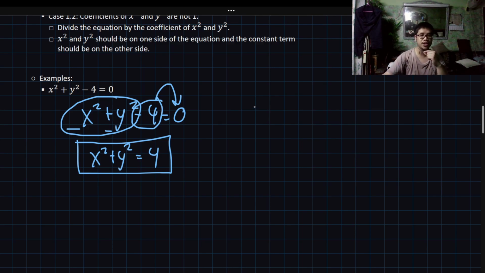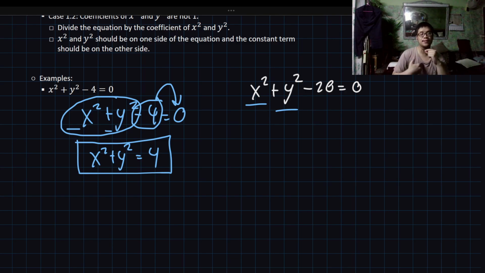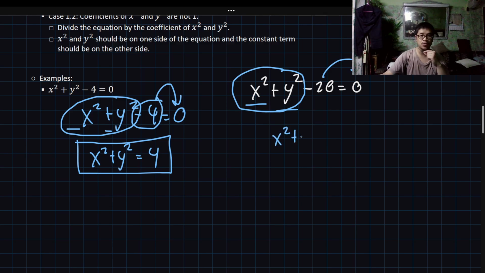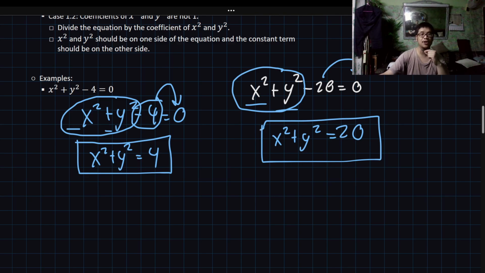Another example. Let's say I have x squared plus y squared minus 20 is equal to 0. Same thing. There's no visible coefficient for x squared and y squared. So we group these together, then put 20 on the right. Hence, you have x squared plus y squared is equal to 20. That's how you do it.